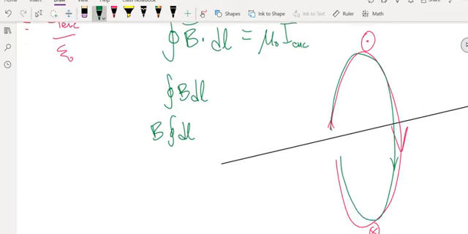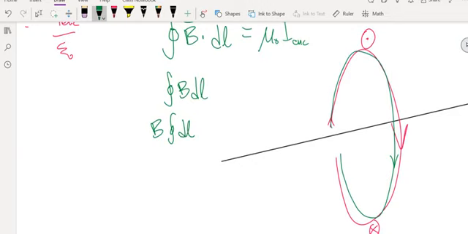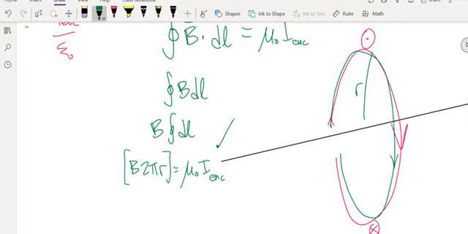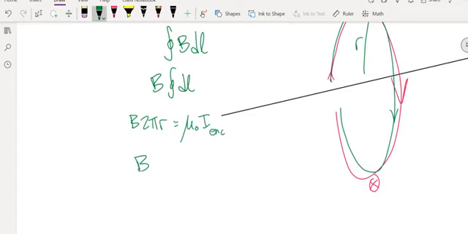So if we choose a loop that has a radius r, I know how to integrate the total length of that loop. It's 2 pi r. And that is equivalent to mu naught I enclosed. What we're really saying is this product is directly related to how much current runs through our loop. And then look how easy it is to write the field created by a single current carrying wire.